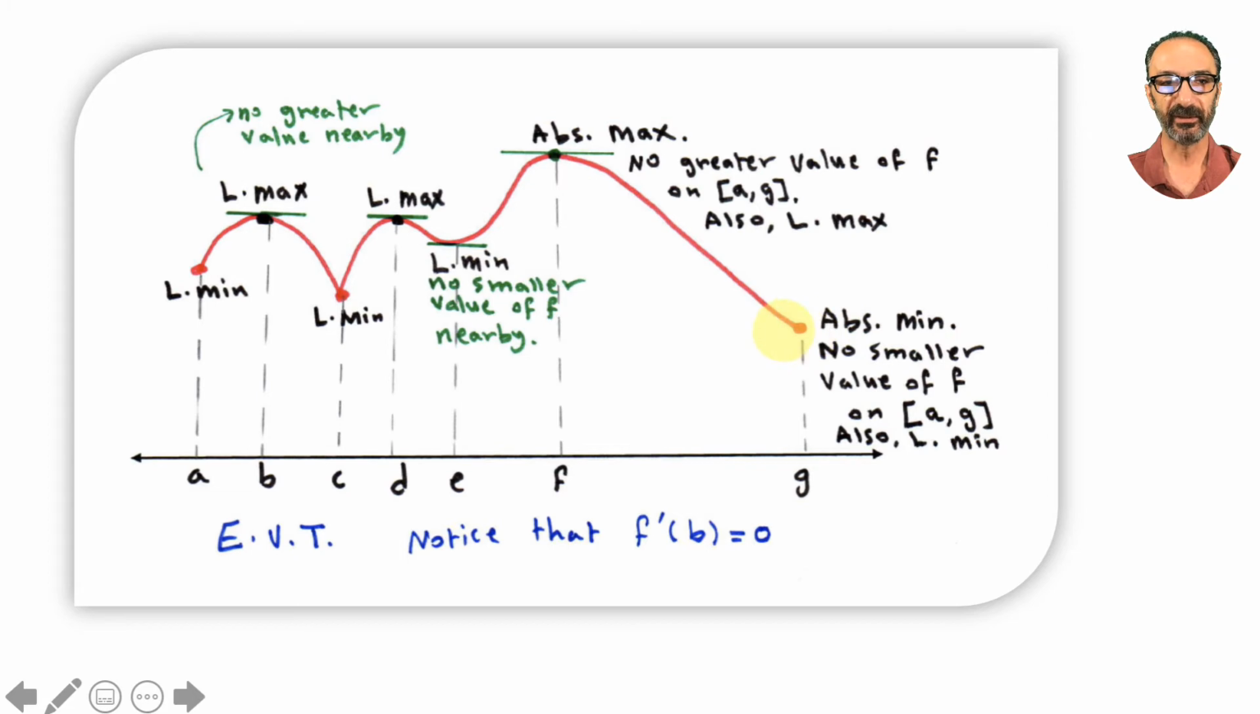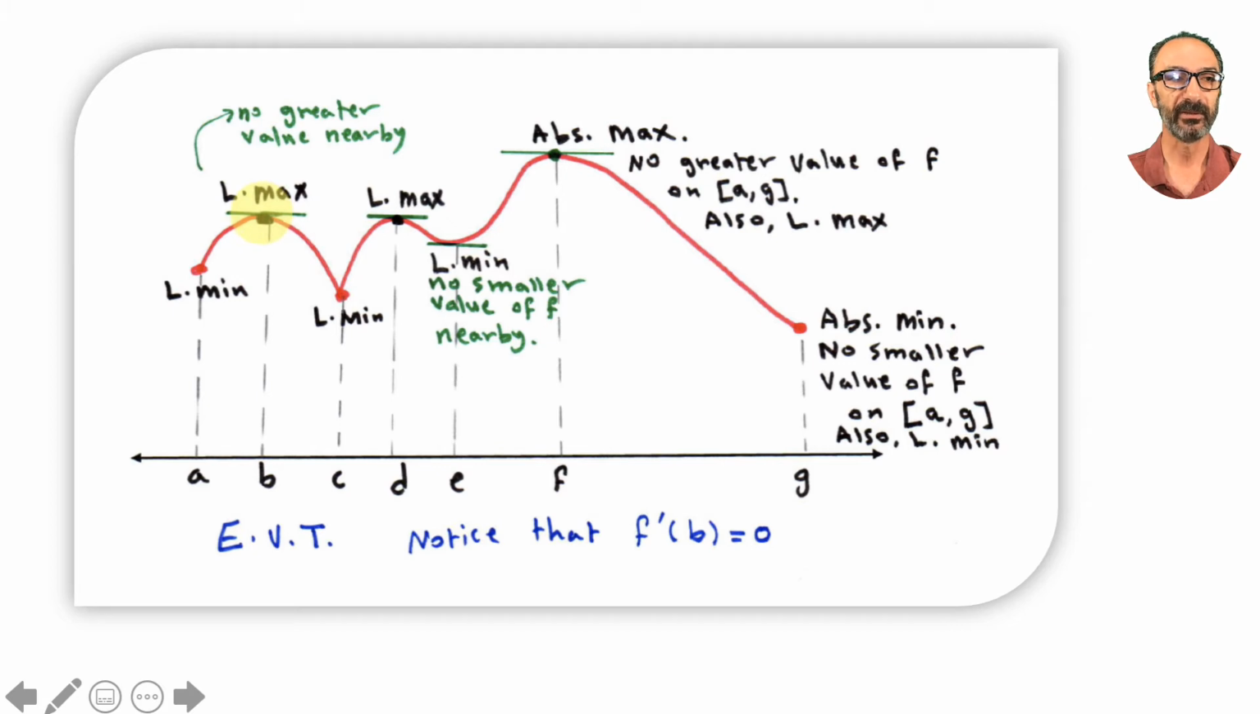This point right here, if you notice, is lower than this. Absolute minimum, that's an absolute minimum. No smaller value of f on the closed interval, and also you could call it local minimum. But you don't want to call it both ways. By saying absolute minimum, it covers both. This one here is a local minimum. No smaller value of f nearby. Next to it, it's the smallest.